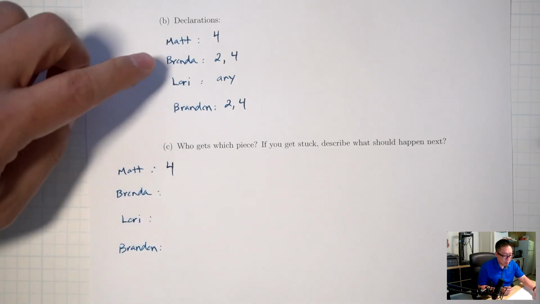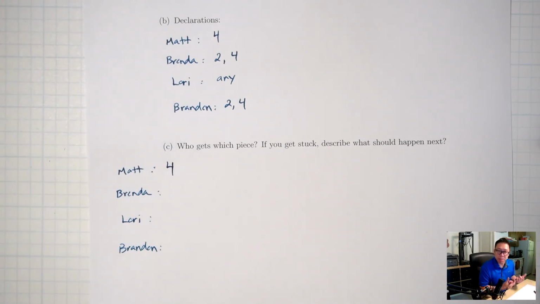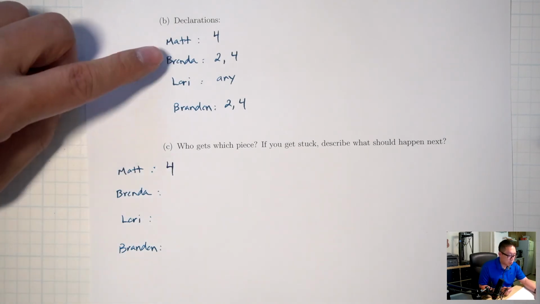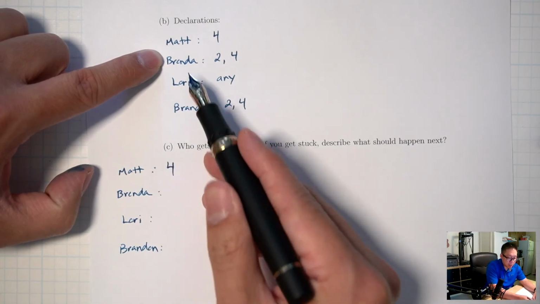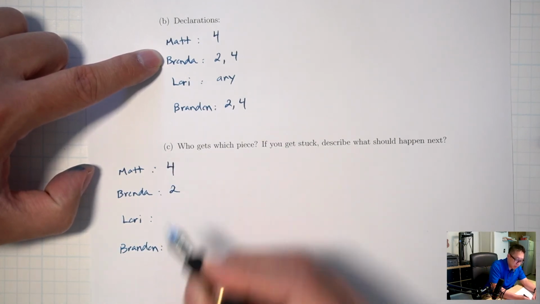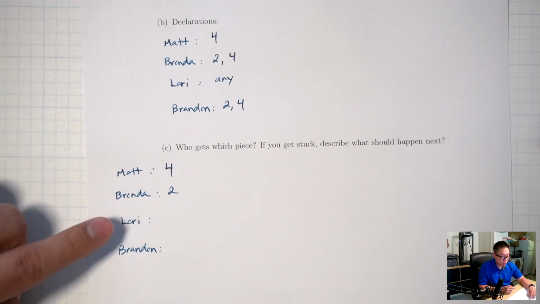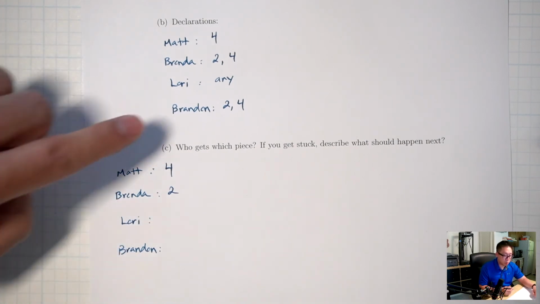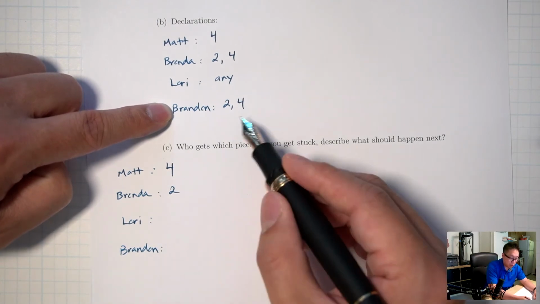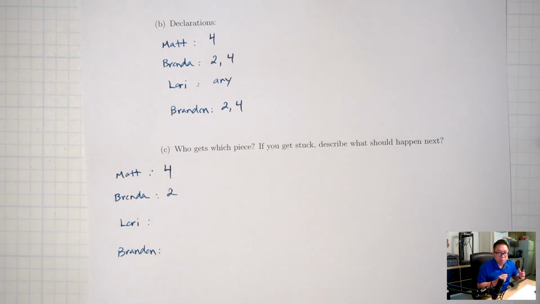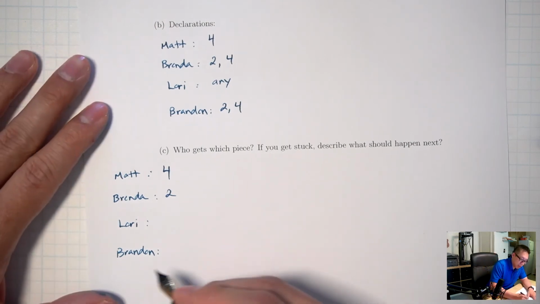Okay, next we have a tie between Brenda and Brandon. They both are flexible in the sense that they have 2 options. So Brenda likes 2 and 4, but we already gave 4 to Matt, so we have to give Brenda 2. Lori, we said we'll take care of last, and now Brandon. So Brandon likes 2 and 4. Which one can we give him? None, right? 2, we already gave to Brenda. 4, we already gave to Matt. So now we're stuck. So we can't give Brandon anything that he likes. So we're stuck here.